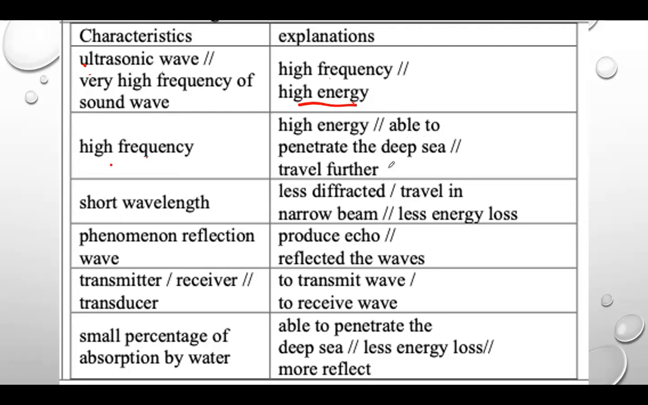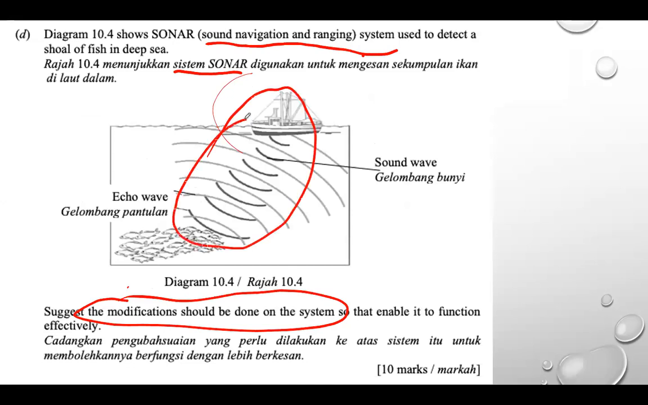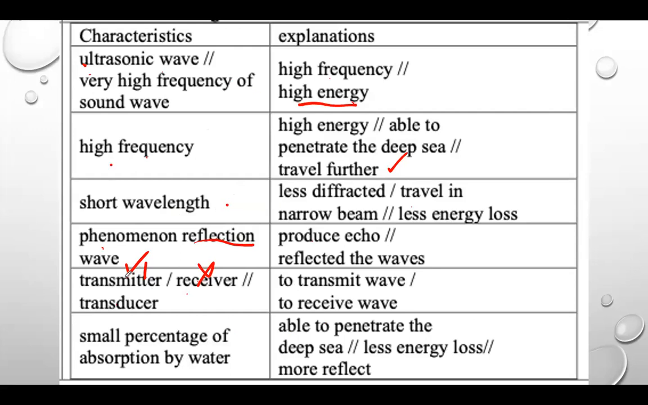Okay, able to penetrate the deep sea, can travel further, short wavelength, this one. The reflection of wave is the phenomenon to produce the echo. Now, some of you wrote transmitter, receiver, or transducer, transmitter one line, receiver one line. So here I give one correct, here I give wrong. It is not that it is wrong, it is just that you're talking about the same point. And I find that I shouldn't even be giving you a point for the transmitter because the ship already has a transmitter and it already has a transducer. But because it is in the scheme, I give only one correct. If you give me two and expect me to give you two marks, cannot, because it comes under the same explanation. Transmitter to transmit wave, receiver to receive wave. Small percentage of absorption by water, the wave is not easily absorbed by water. Also can, and the only way is for it to be ultrasonic wave.